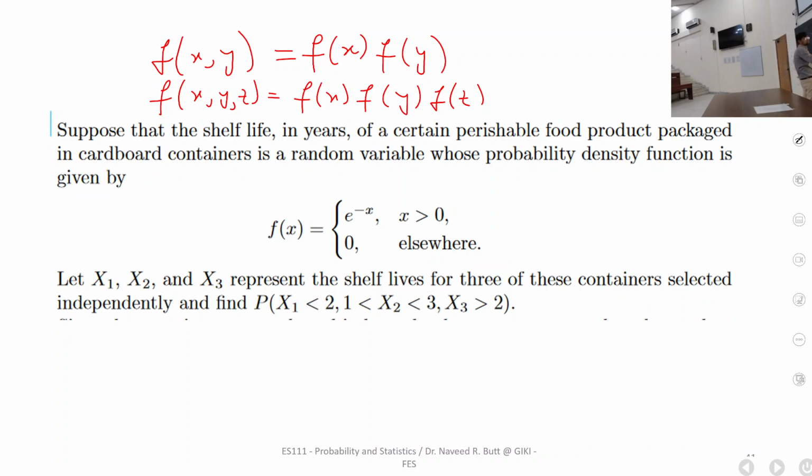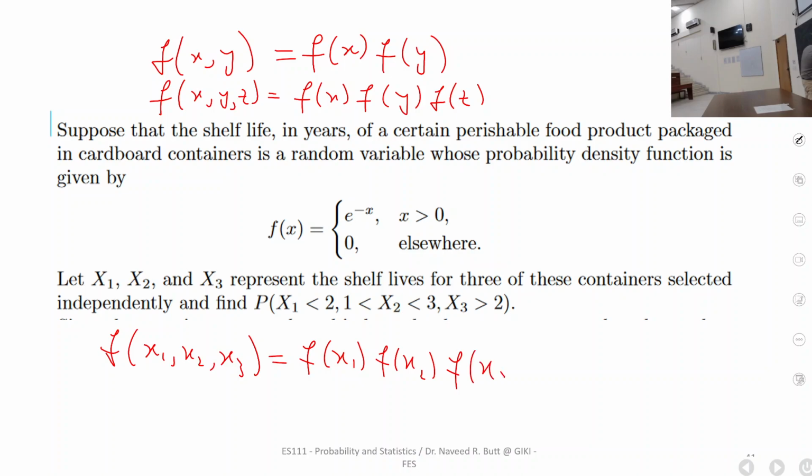So the joint density of these, basically f(x1, x2, x3), is basically f(x1) f(x2) f(x3), and we are able to write this because of this given information. If this weren't given, we are stuck. At least with this information, you will not be able to solve. But now since this information is given, you can use it.